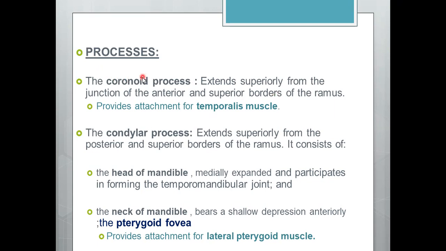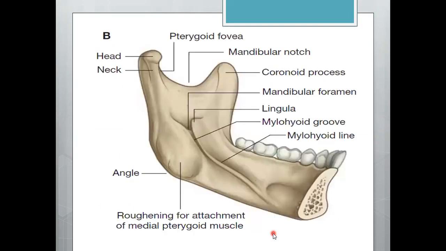Now the processes. The coronoid process provides attachment to the temporalis muscle. The condylar process extends superiorly from the posterior and superior border of the ramus. It consists of the head of the mandible and the neck of the mandible. The head of the mandible helps in forming the temporomandibular joint. And the neck of the mandible bears a shallow depression anteriorly, which is the pterygoid fovea. It provides the attachment for the lateral pterygoid muscle.